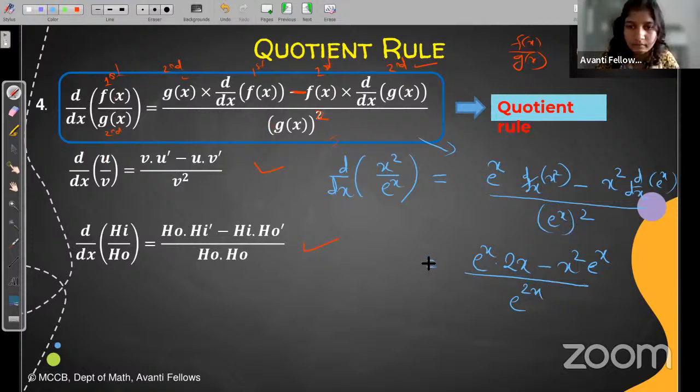Right? So is it clear to you all how to make use of this quotient rule? Any doubt in this? Okay. So if you have any doubt, then please reply in the chat box. Text your doubt in the chat box. Okay, then if no doubt, we'll go to the next one.